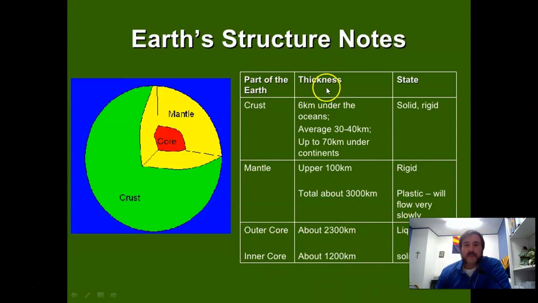Here's a couple more different things. It talks about the thickness and the state. That just means, is it solid? Is it liquid? Things like that. And this just tells you about how thick it is. Okay, so an average of 30 to 40 kilometers. Again, you can't dig that with a shovel. You need machinery, heavy-duty machinery, and lots of time. Even some mines don't get all the way through the crust and into the mantle. Some most definitely do, but it takes a lot of time and heavy machinery.